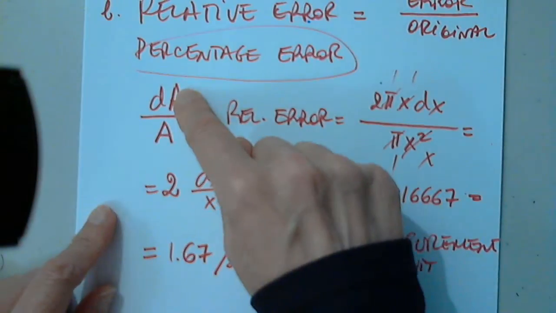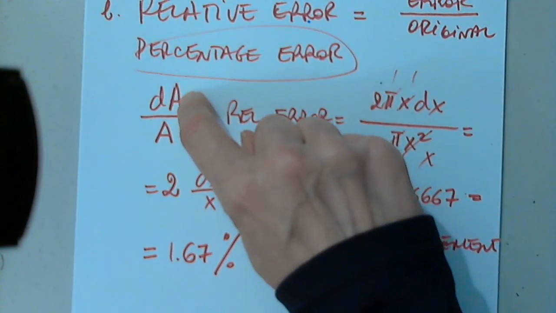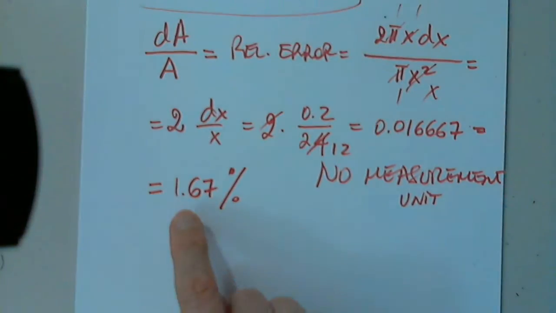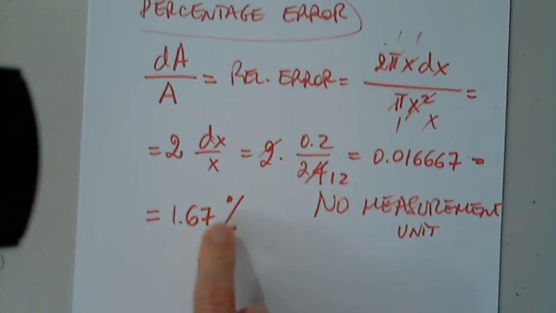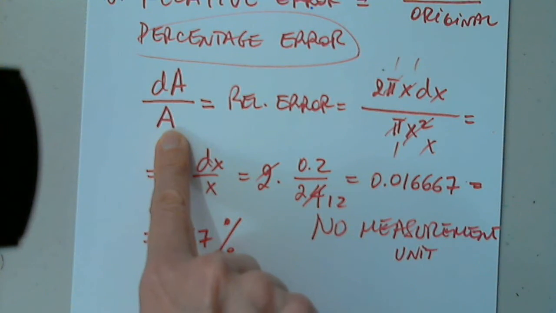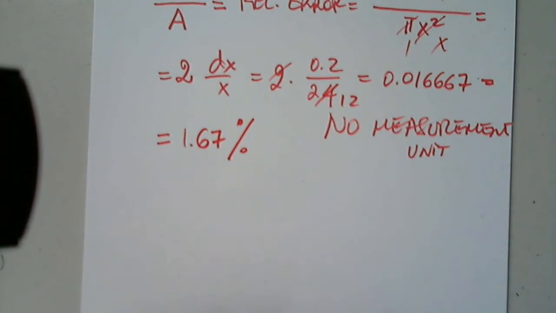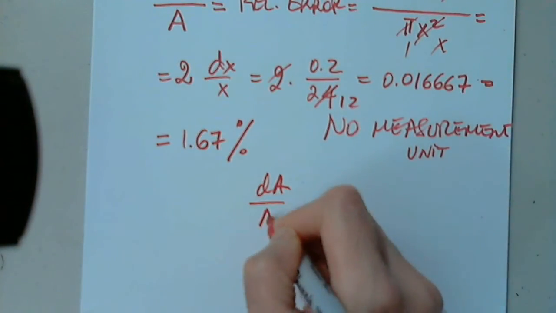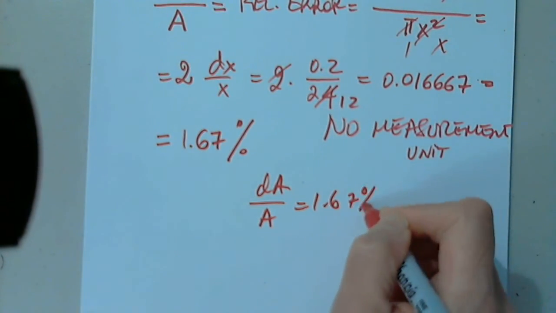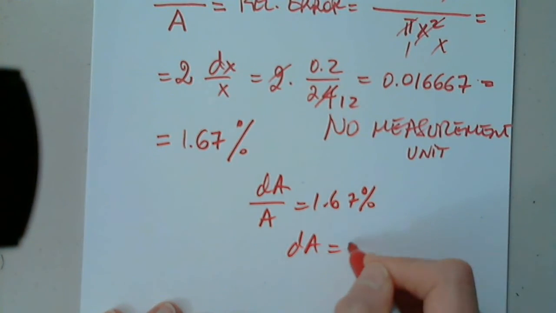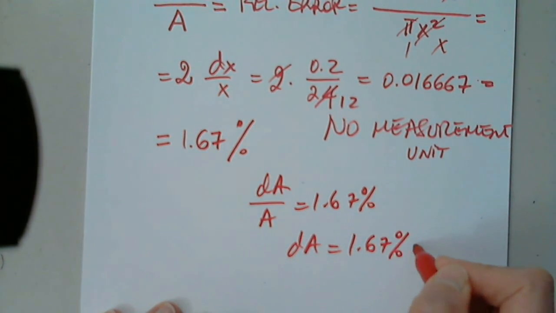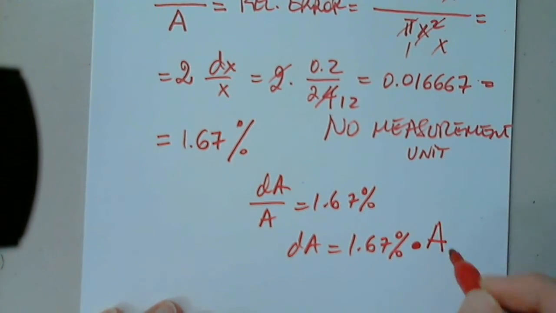It means that the error, if you cross multiply, the approximate error is 1.67% of the area. Cross multiply. So you can write dA over A equals 1.67%. Cross multiply. dA equals 1.67% of the actual area.